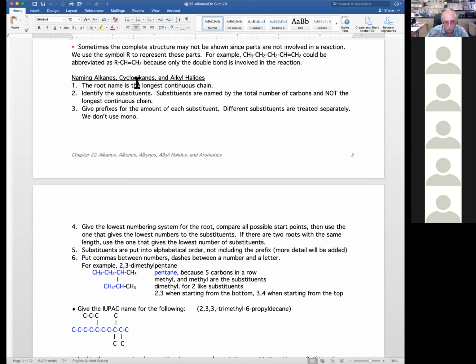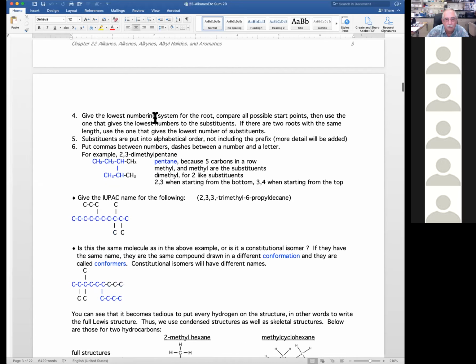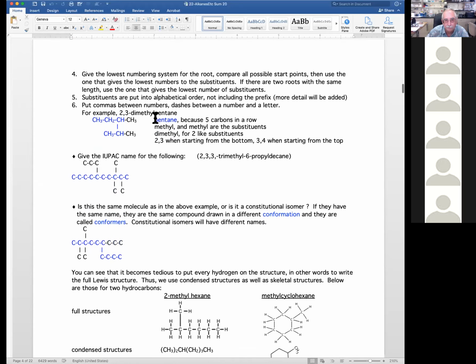But the root name is the longest continuous chain. The substituents is the total number of carbons. Then we give prefixes for the amount of each substituent. We don't use mono. And then we find the lowest numbering system. And then we put the substituents in alphabetical order, not using the prefix. And then we put commas between numbers, dashes between a number and a letter.